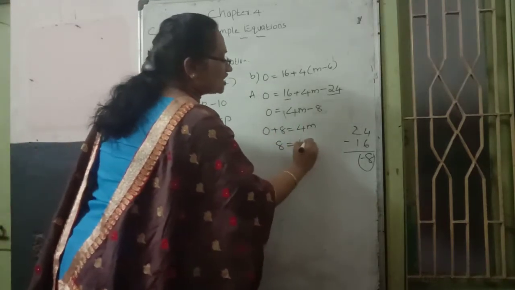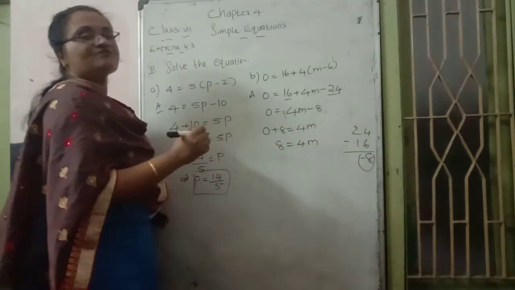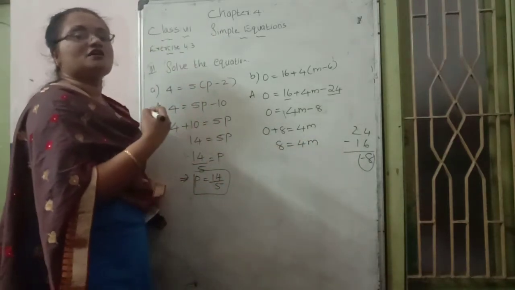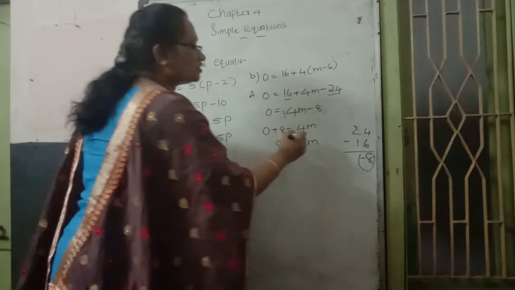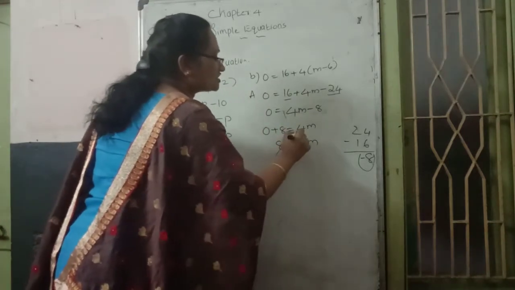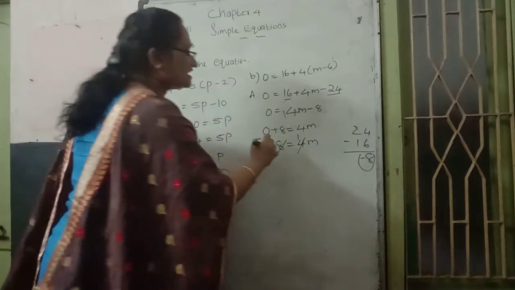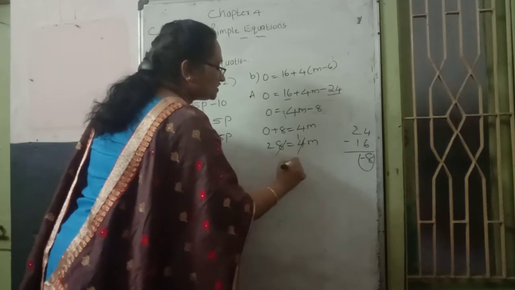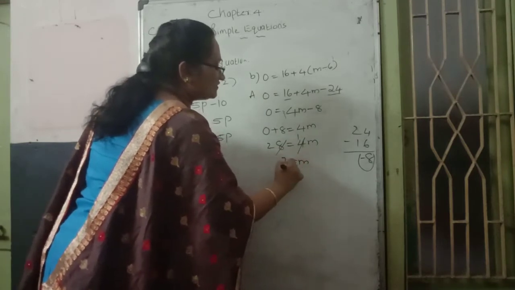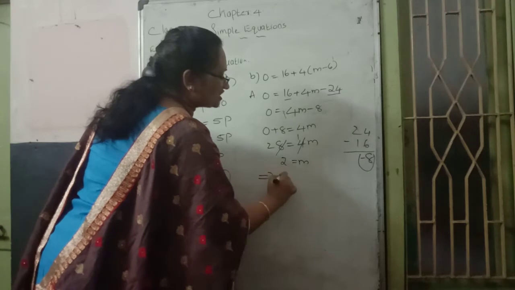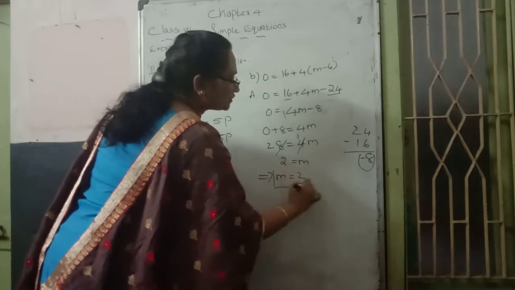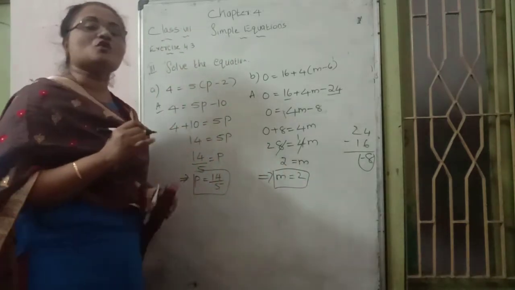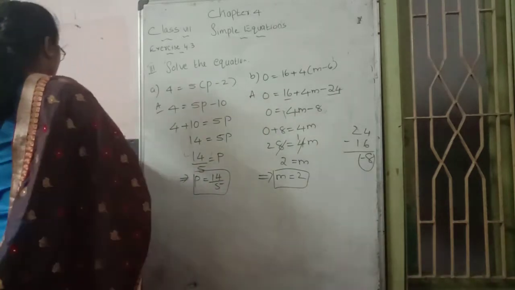0 plus 8 becomes how much? 8. 8 equals 4m. Then is right and left cancellation possible or not? Yes. 4 table cancellation: 4 ones are 4, 4 twos are 8. Therefore, the m value becomes how much? 2. Clearly we can write m value is equal to 2 is the answer. I hope you can understand this model.